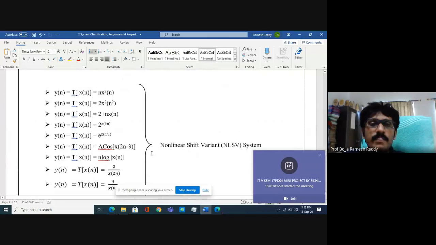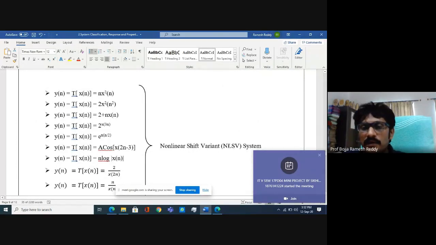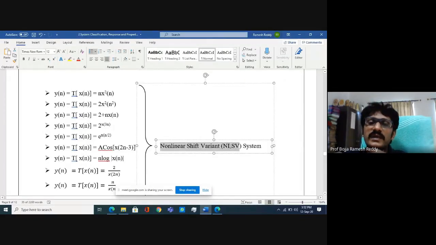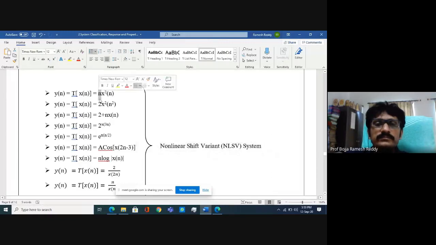Another set: see what happens here. It fails linearity, so it is non-linear, and it fails shift invariance also. It fails both linearity as well as shift invariance. That's why such types of systems are called non-linear shift variant systems. Now we see one by one why it fails in both cases. Because of n it is shift variant, because of square it is non-linear.